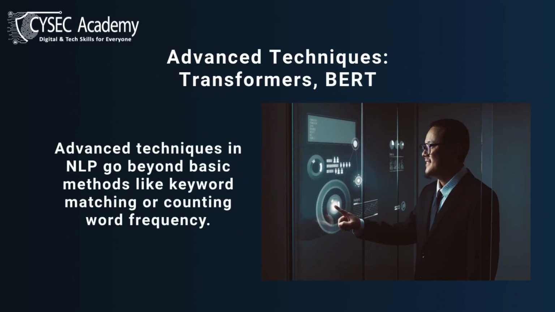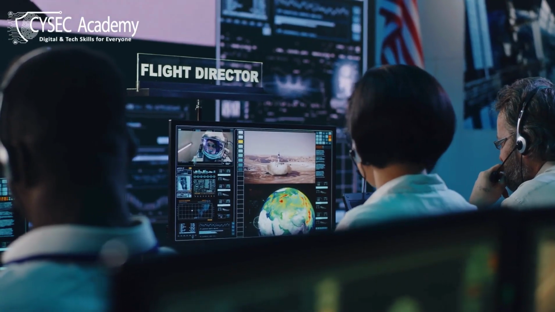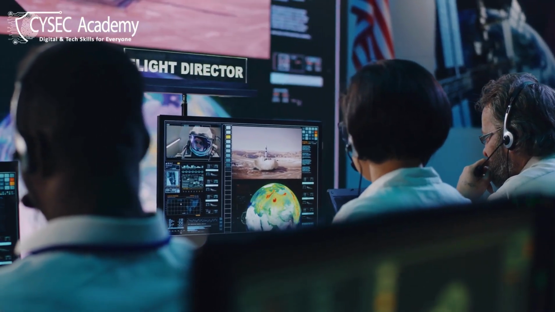Advanced techniques, transformers, BERT. Advanced techniques in NLP go beyond basic methods like keyword matching or counting word frequency. They use more complex algorithms and deep learning to help machines better understand the meaning, tone, and context of human language. These techniques allow computers to not just read text, but to understand, summarize, translate, and even respond in a human-like way. For example, chatbots that understand your intent.